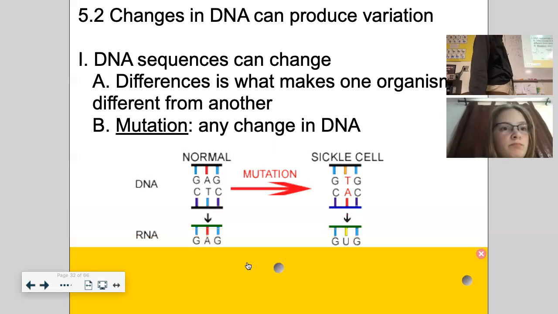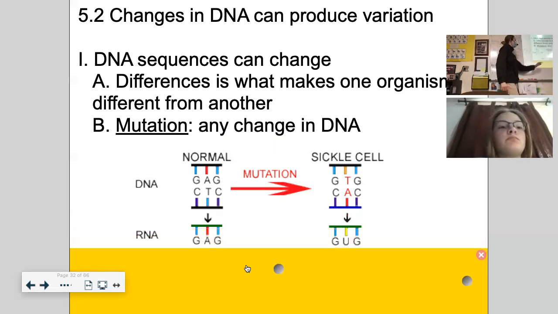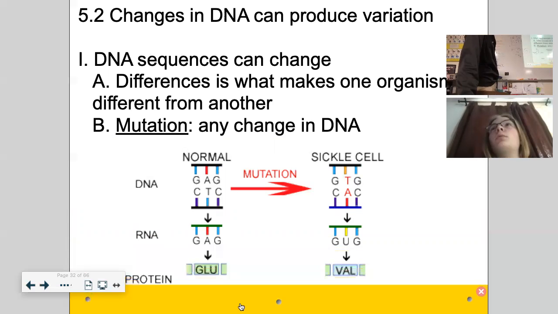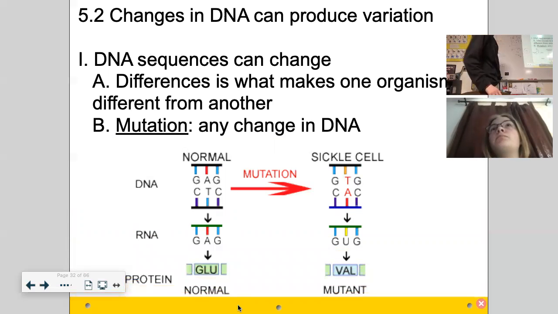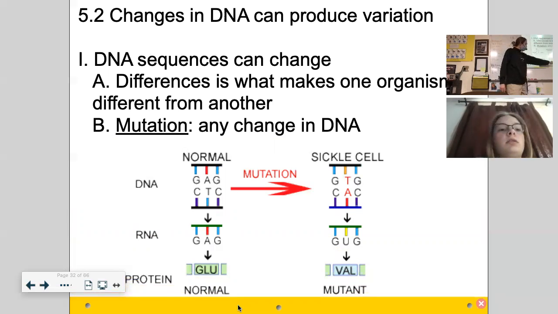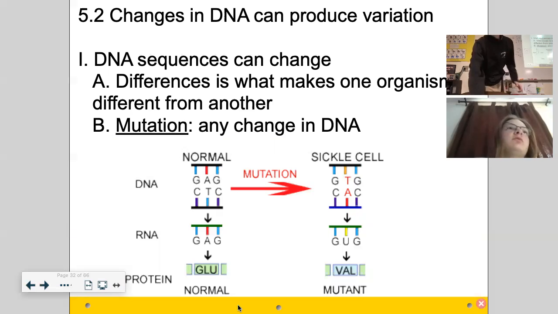Why is that? Well, when we take a look at the RNA, it matches complementary, so it's going to be GAG. I think they took it from here. I don't know what they did. But over here it's GUG, and they use the codon wheel. It's a different amino acid. In the normal, it codes for glutamate, but in the mutation, it codes for valine, and it's just enough difference where instead of being donut-shaped, it is sickle-cell shaped.